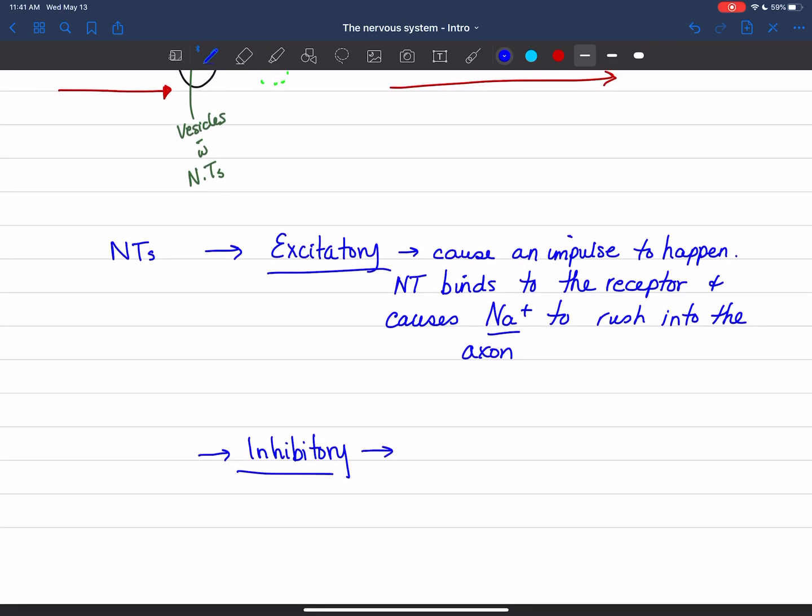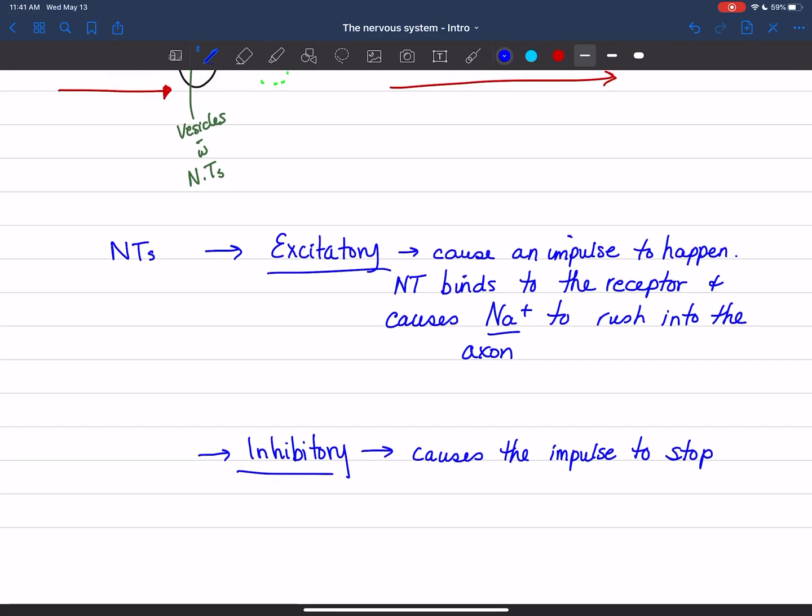An inhibitory neurotransmitter causes the impulse to stop. So it stops it dead in its tracks. It doesn't allow it to pass on to the next neuron. Instead of saying it causes the impulse to stop, you can say it inhibits the impulse from happening. So it prevents the impulse from happening.